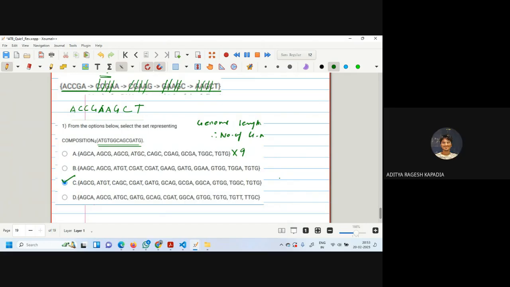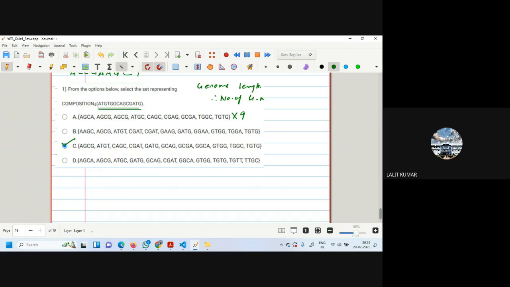Okay, so first, what do we do? First, we find the number of k-mers. So number of k-mers in this case will be 1, 2, 3, 4, 5, 6, 7, 8, 9, 10, 11, 12, 13, 14. 14 minus 4 plus 1 is equal to 11. Okay, so whichever is not 11, we can cut it off. So we can see 1, 2, 3, 4, 5, 6, 7, 8, 9. So straight away, we don't need to check this. 2, 3, 4, 5, 6, 7, 8, 9, 10, 11. This is a valid one. This is also a valid one. This is a valid one.